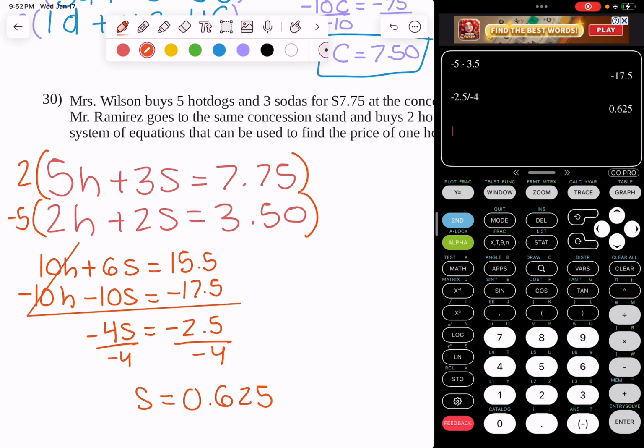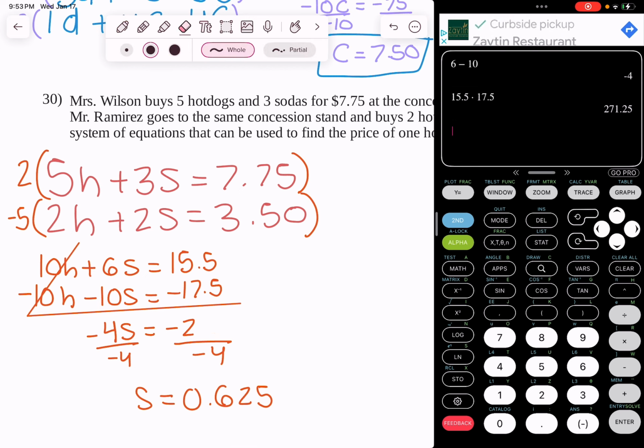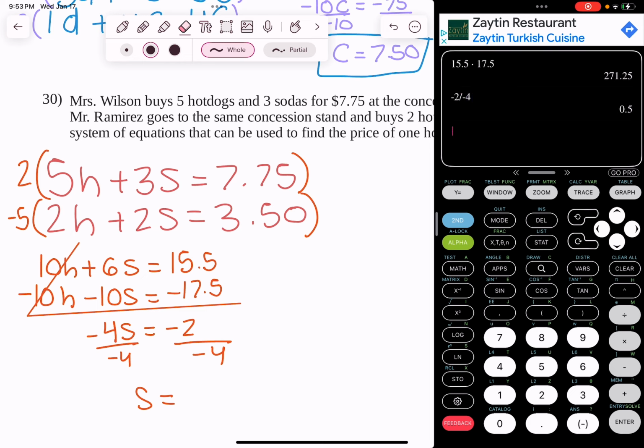2 times 5 is 10. 2 times 3 is 6. 2 times 7.75. Okay. Negative 5 times 2 is negative 10. Negative 5 times 2 is negative 10. And negative 5 times 3.50 is that. Okay. 6 minus 10 is negative 4. And 15.5 minus 17.5, this should just be negative 2. And negative 2 divided by negative 4 is just 50 cents.